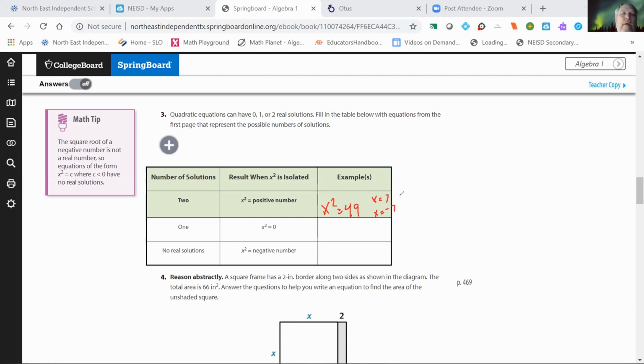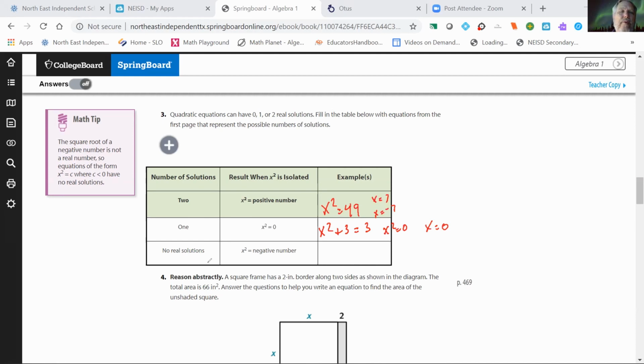One solution was the situation where we had x squared is equal to 0. When we work it out and get 0, that would be the case. The example of that would be x squared plus 3 equals 3. We subtracted 3 from both sides and ended up with x squared equals 0. So the only answer would be x is equal to 0. So that was the one solution.